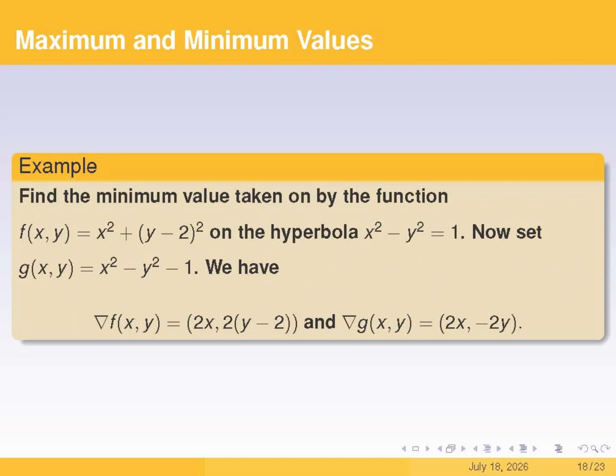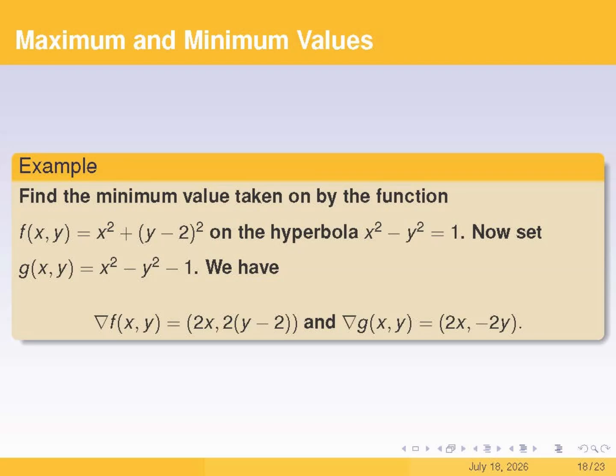In this example, we want to find the minimum value of the function f of x, y, along the hyperbola x squared minus y squared equals 1. Clearly, the values of this function can go all the way to positive infinity, which means that there is no maximum value here. This hyperbola is the constraint, so we can set it up as the function g of x, y, equals x squared minus y squared minus 1 equals 0.